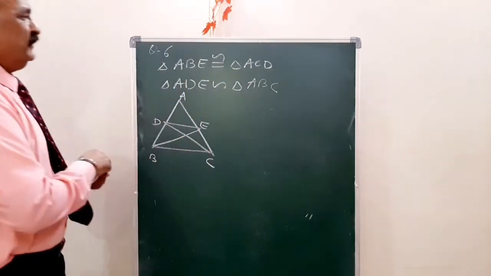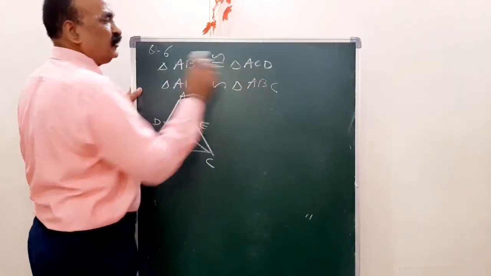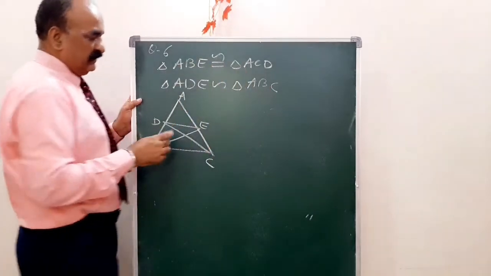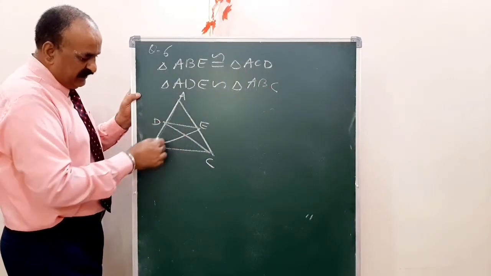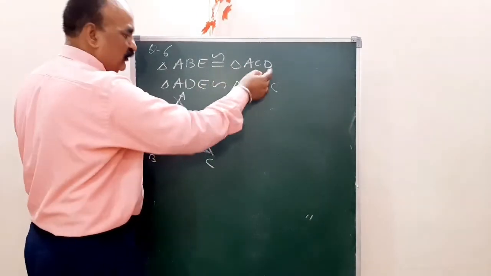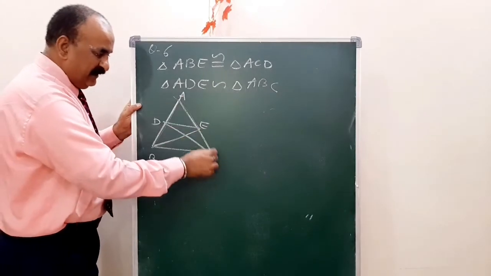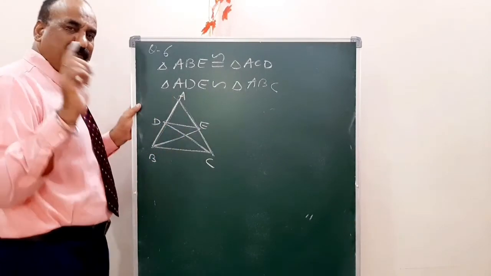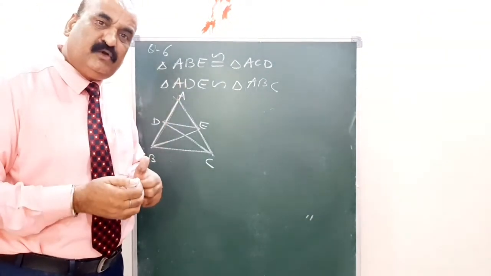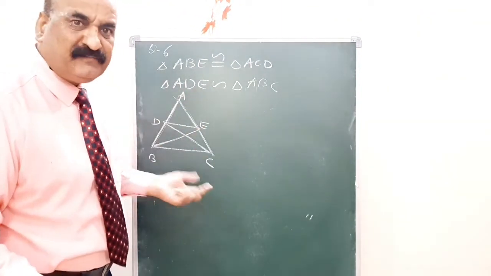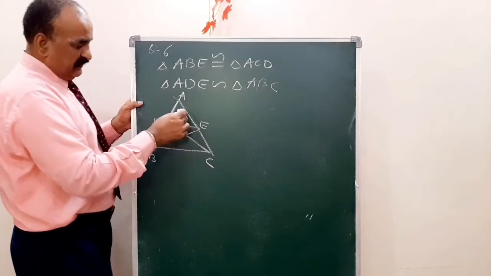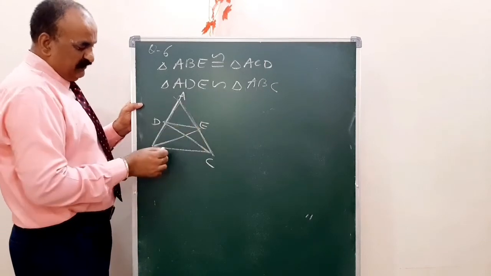Let us see. Triangle ABE is congruent to triangle ACD. This is given to you. Once the two triangles are congruent, it means all their parts are equal. And what you have to show? Triangle ADE is similar to triangle ABC.